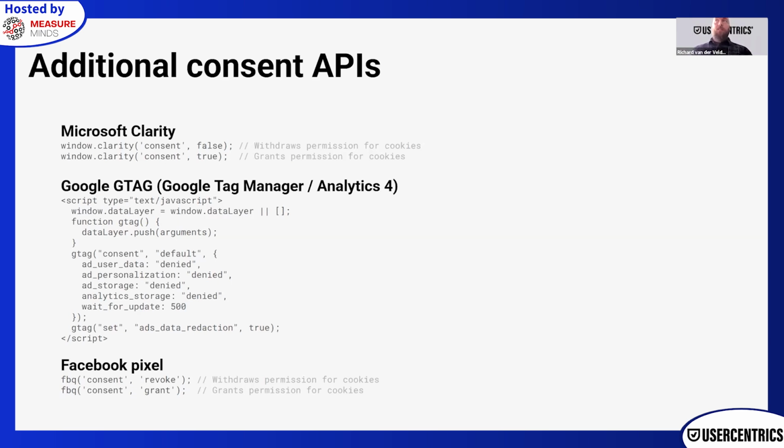And again, I assume that it would be false by default. Otherwise, you could, like you do with Google Tag Manager, say window.clarity equals window.clarity or an empty array, and then immediately issue the command window.clarity consent false. That way you set that data ready for it as soon as it loads, and that would also work.